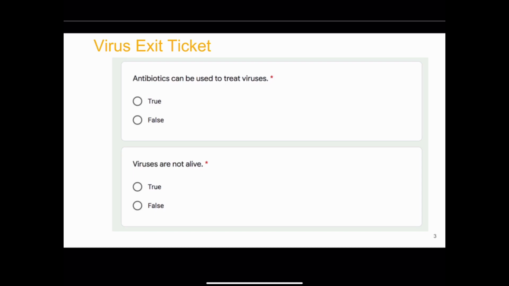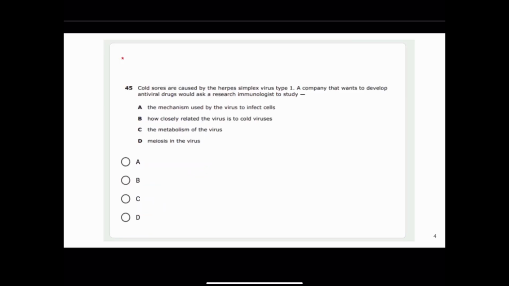Really quickly, I wanted to start going over our virus exit ticket. The main point of teaching bacteria and viruses was to compare and contrast them, and I want to let y'all know, if you did not know, antibiotics do not treat viruses. They treat bacteria only, so this one was false. Viruses are not alive. That is true. If you have questions about that, please go back to the old video.